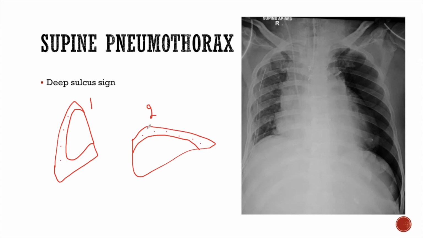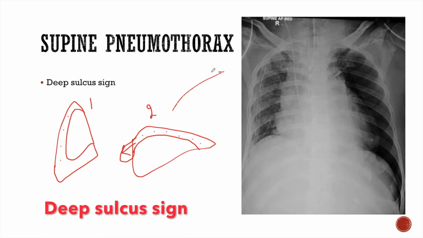So we may not be able to appreciate the typical peripheral visceral pleural line, peripheral lucency in the lungs. And because of the presence of air anteriorly, the lung will appear hyperlucent than the opposite side, because air provides for excess lucency. Since air is present anteriorly, it will push the diaphragm more inferiorly. So the diaphragm and especially the costophrenic angles will appear deep, and this is called the deep sulcus sign.